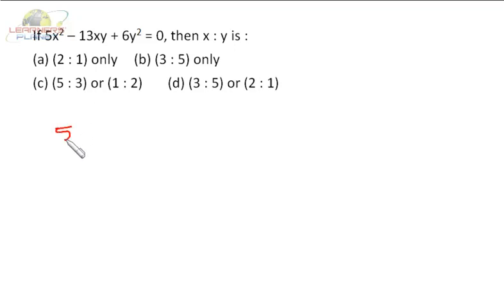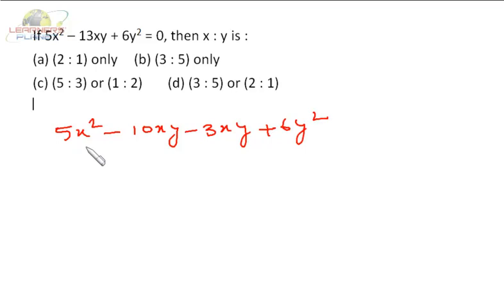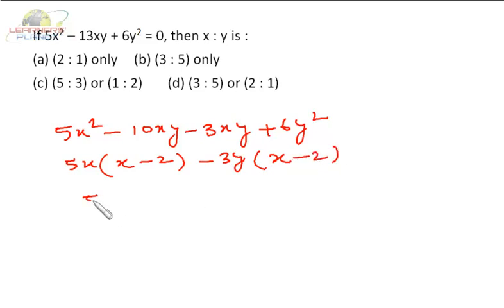So let's write it: 5x square minus 10xy minus 3xy plus 6y square. Now from this we can take 5x as common. Here we are left with x minus 2y. From this we can take minus 3y as common. Then we are left with x minus 2y. So finally 5x minus 3y into x minus 2y is equal to 0. Okay.